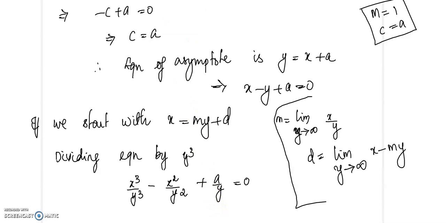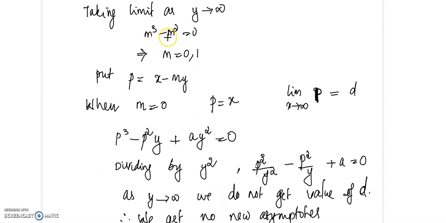So we are going to get the equation as m cube minus m square equal to 0. So upon solving, this will be m square into m minus 1 equal to 0. So we will get m equal to 0 and 1. So we have got the value for m as 0 and 1.